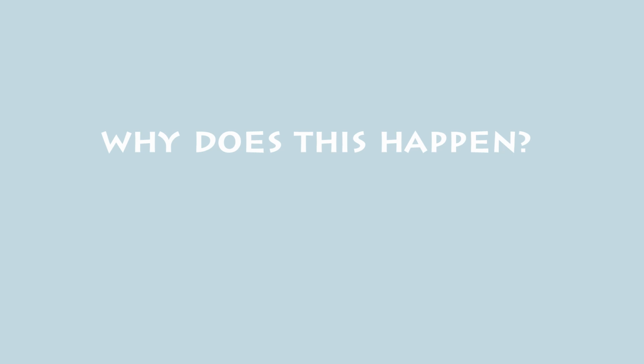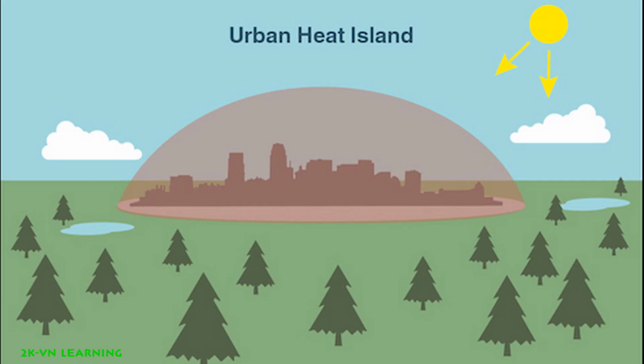So why does this happen? An urban area is a city. A rural area is out in the country. The sun's heat and light reach the city and the country in the same way. The differences in temperature between urban and less developed rural areas have to do with how well the surfaces in each environment absorb and hold heat.